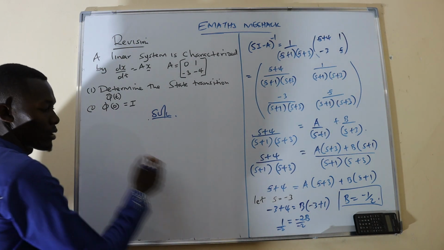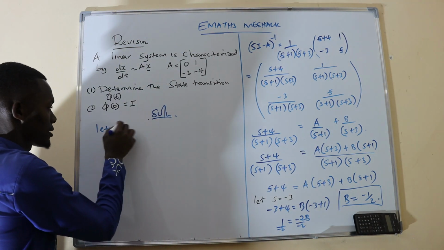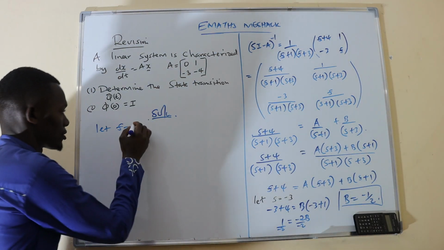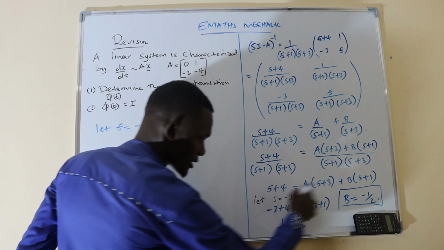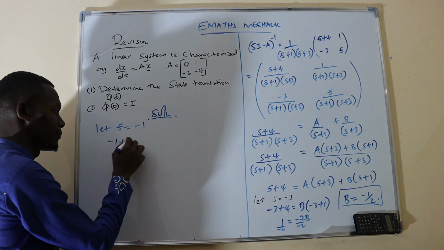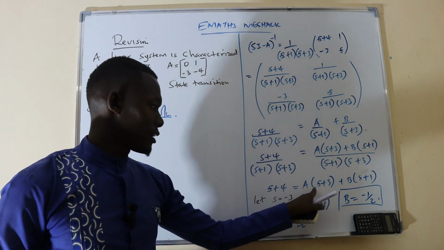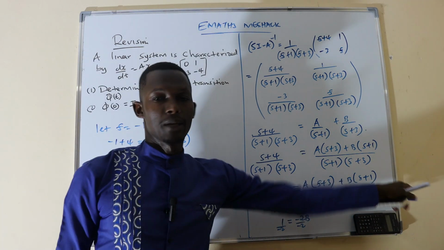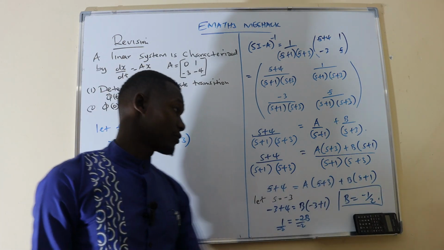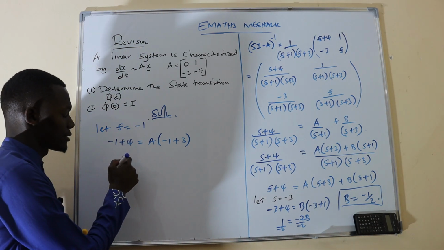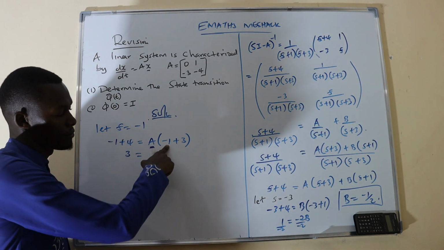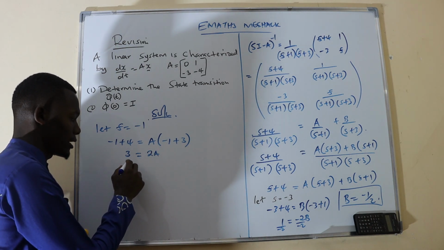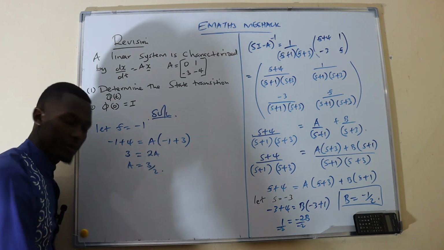That is the first one. Then the second one is when we want to make B zero. So what will be the value of S? We want to make this term here zero, so we let S be negative 1. When S is negative 1, again replace it here. So we shall have negative 1 plus 4, which is 3, equals A times negative 1 plus 3. The term with B becomes 0, because negative 1 plus 1 gives you 0. Negative 1 plus 3 gives you 2, so you have 2A. So your A basically will be 3 over 2.